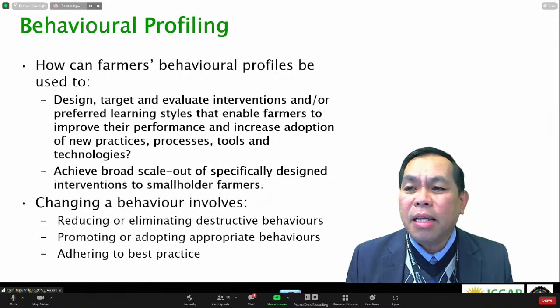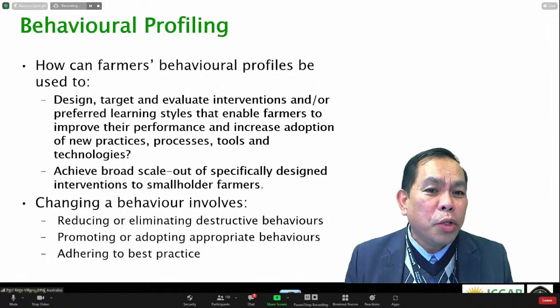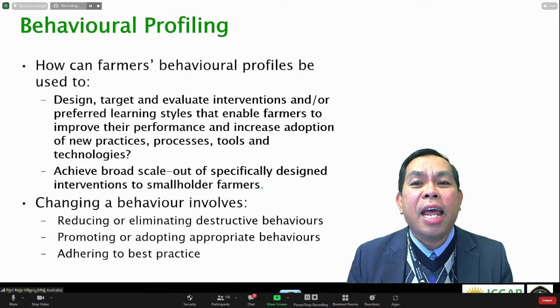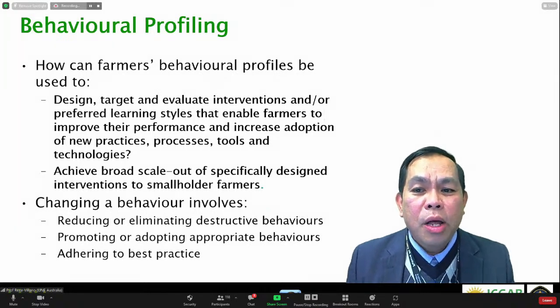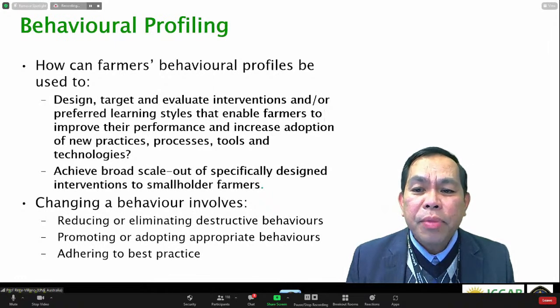Based on the underlying theories and themes, one of the first steps that we could take is to examine the patterns of similarities and differences among farmers. We can use what we call behavioral or psychological profiling.